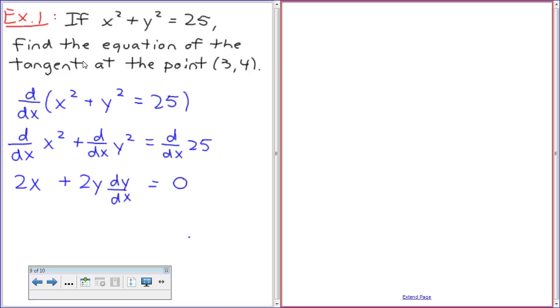Just remember, d by dx just means take the derivative of x. So the derivative of x squared is just 2x. The derivative of a number is just going to be 0, so that just disappears. And then the derivative of y is just dy. So now I have to isolate dy by dx. How do I do that? It moves 2x over, then it's divided by 2y.